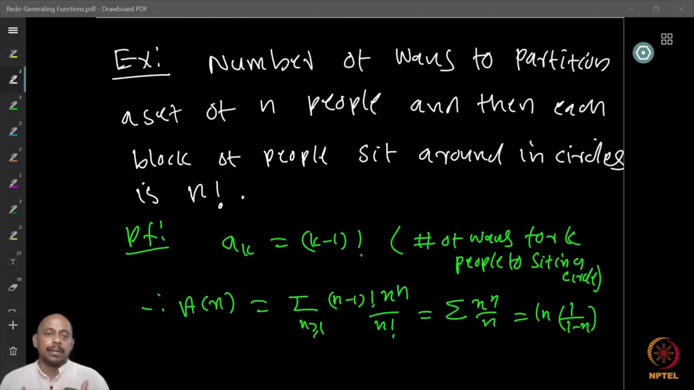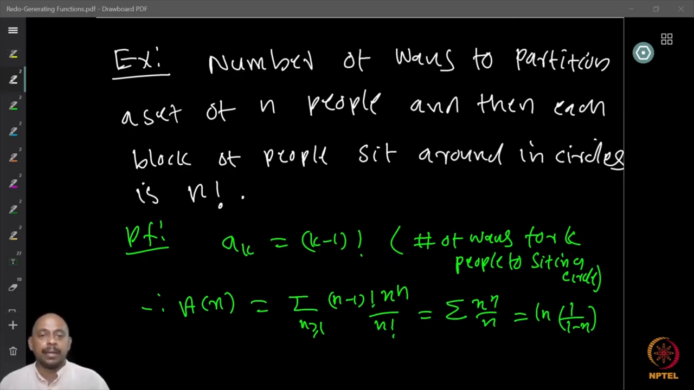So we are basically partitioning n persons into blocks, and then asking each block of people to sit around circular tables. So you have circular tables with chairs around them, and we will ask these people to sit around these tables. Now, how many ways can one do this? So the claim is that this total number is n factorial. Okay. So let us prove this using the composition of generating functions.